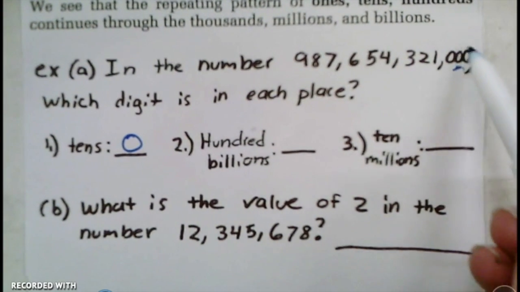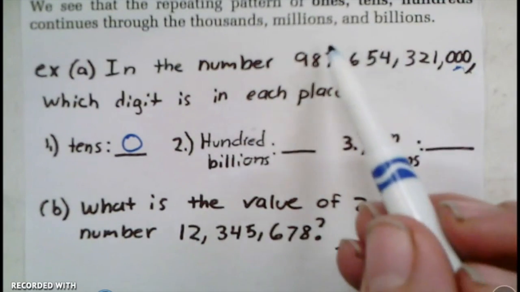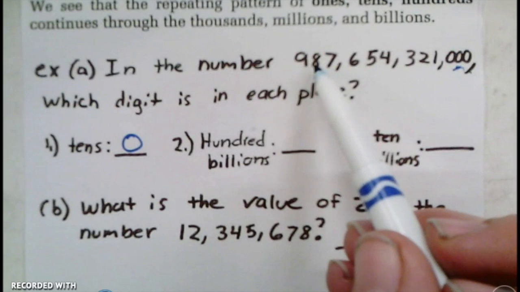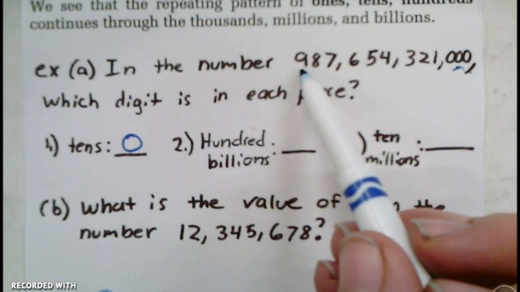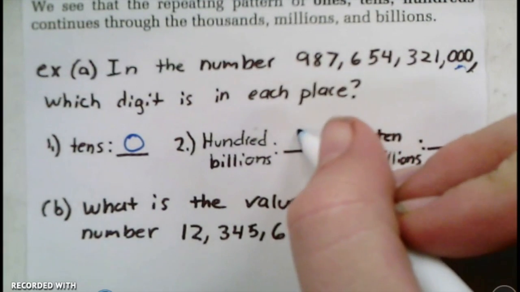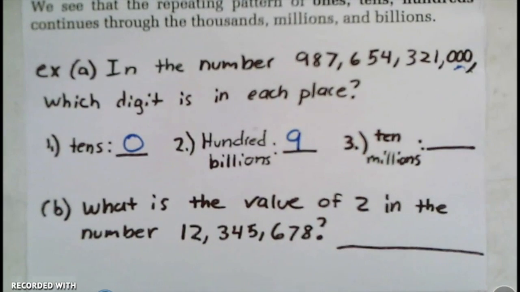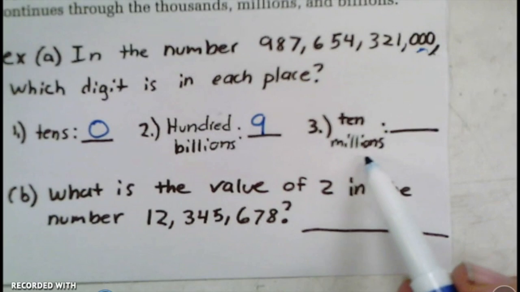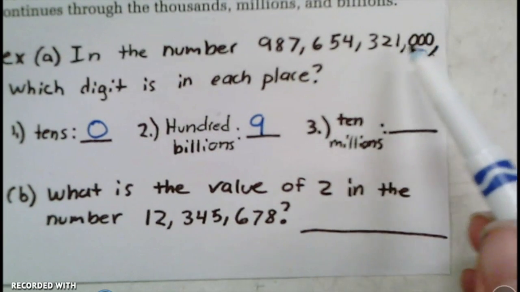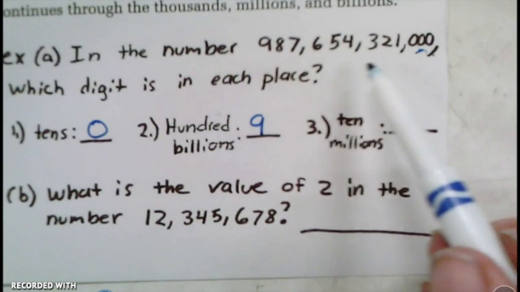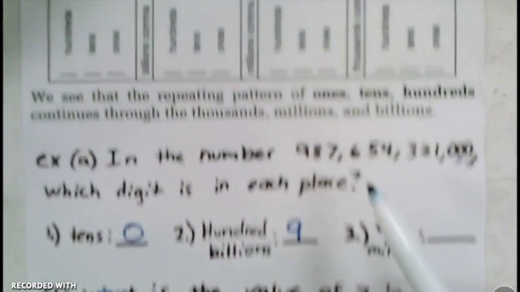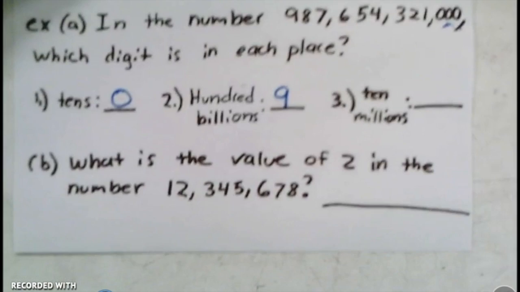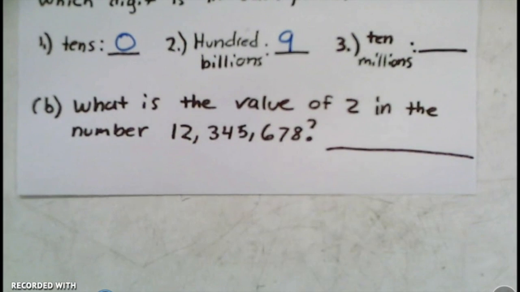What about the 100 billions place? So I'm going to go again from the right. I've got the ones, the thousands, the millions, the billions, 1 billion, 10 billion, 100 billion. Right here, a 9. All right, now I want you to tell me which digit is in the 10 millions place. So find which number here has a place value of 10 million. You can use this chart to help you if you are stuck. Once you're ready with that, move on to B.